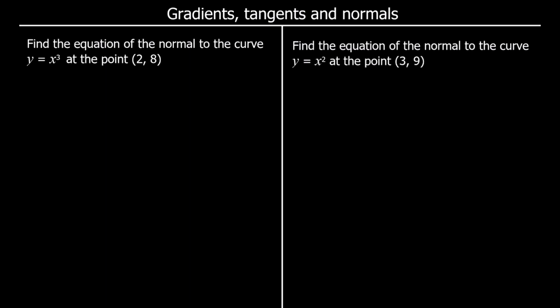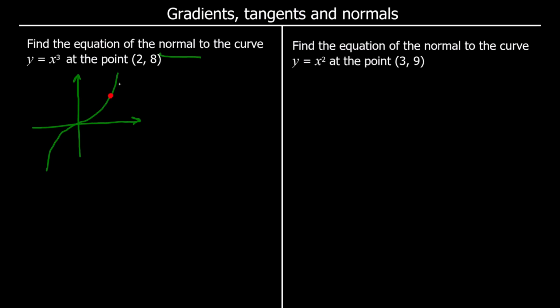Find the equation of the normal to the curve y equals x cubed at the point (2, 8). So a normal is perpendicular to the tangent, perpendicular to the curve at that point. So y equals x cubed is this graph. We've got a point here, (2, 8).